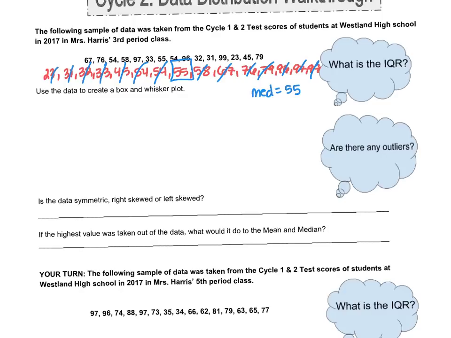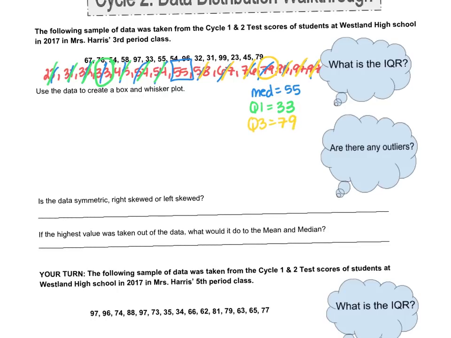Now for this first half, I want to find the median of this first half. I'm going to cross one off at a time, and I find that my quartile 1 is 33. I want to do the same thing over on this side to find my quartile 3. So my quartile 3 is 79.